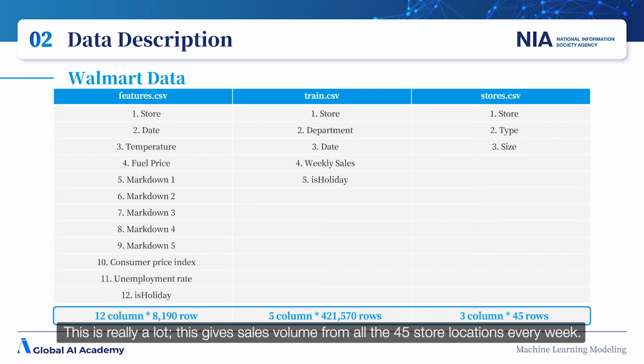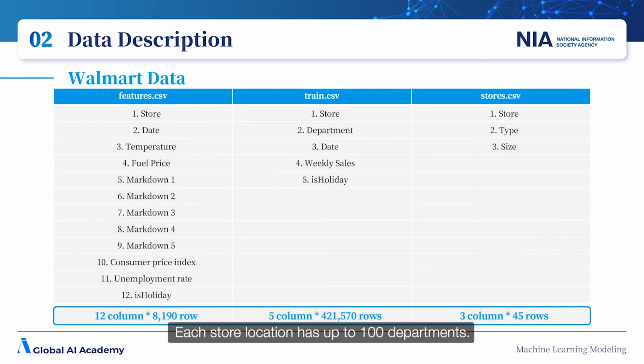This is really a lot. This gives sales volume from all the 45 store locations every week. Each store location has up to 100 departments. So there is so much sales data built up since it's from all the departments.